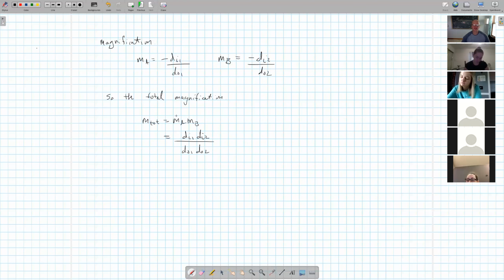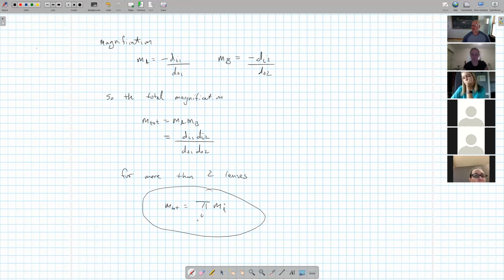Now, if I had more than 2 lenses, for example, then I would simply multiply by the magnification of the next lens. So if I had 3 lenses, then I would have MA, MB, and then MC. So I would just have the product of all of them. So for more than 2 lenses, the total magnification would then be equal to the product of all of those magnifications.